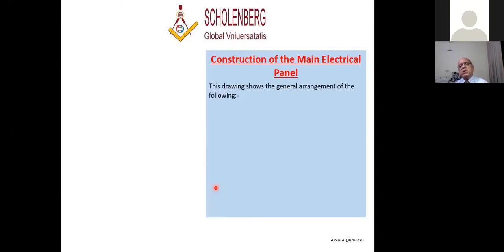Now we come to the electrical panel. You see, you have heavy motors, pumps, compressors. How are you going to switch? In your house, you want to switch on a light, you have a small switch, tick, light is on, tick, light is off. Same with your ceiling fan, even for your ACs, right? But in huge machines, you have a huge electrical panel. The drawing below shows the arrangement of the following. I'll go step by step, okay?